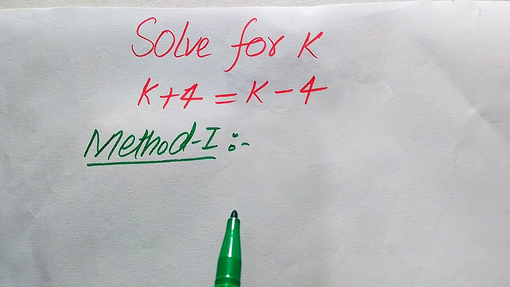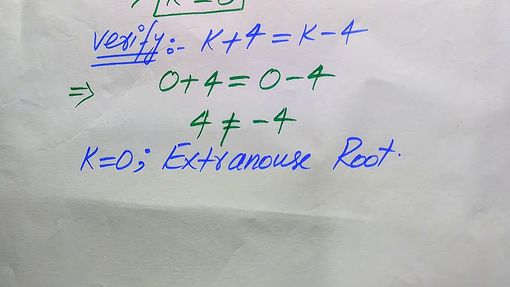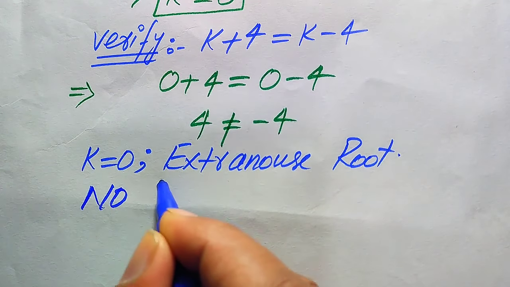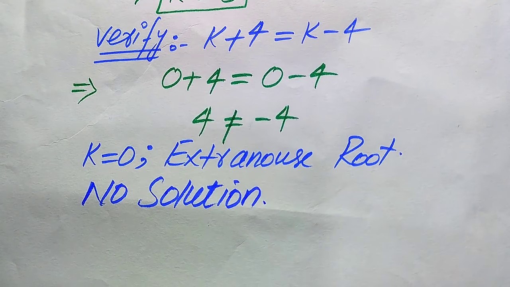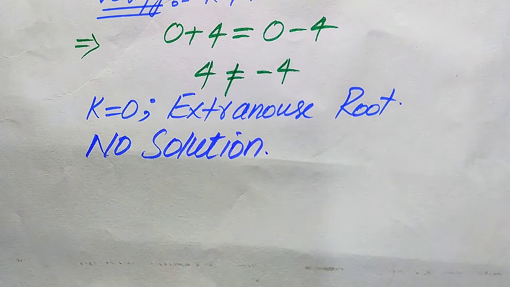Okay, so this is the extraneous root because it does not satisfy our given question statement, and you very well know that the roots which do not satisfy our given question statement are called extraneous roots, and the roots which satisfy our given question statement are called the solution of that equation. But here unfortunately we cannot get any value of k which satisfies our given question statement, so we finally conclude that this question has no solution. So this is our final answer from the first method.